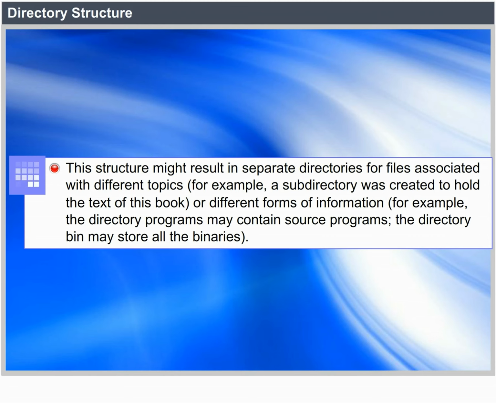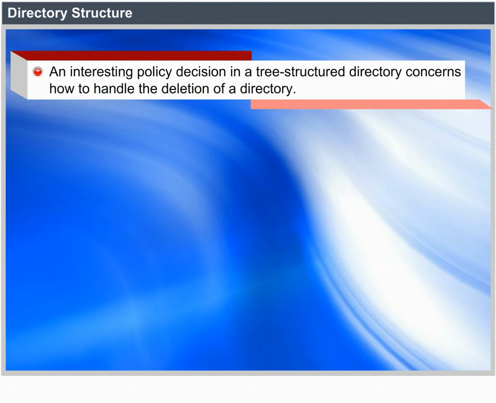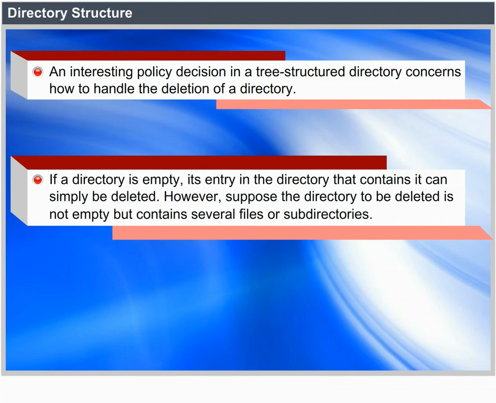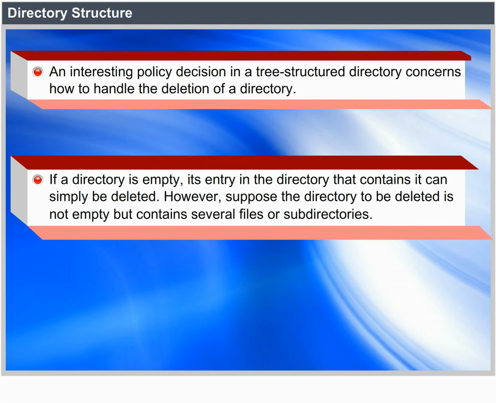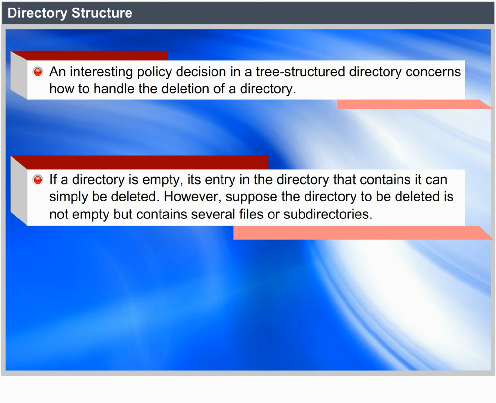An interesting policy decision in a tree-structured directory concerns how to handle the deletion of a directory. If a directory is empty, its entry in the directory that contains it can simply be deleted. However, suppose the directory to be deleted is not empty, but contains several files or subdirectories. One of two approaches can be taken.